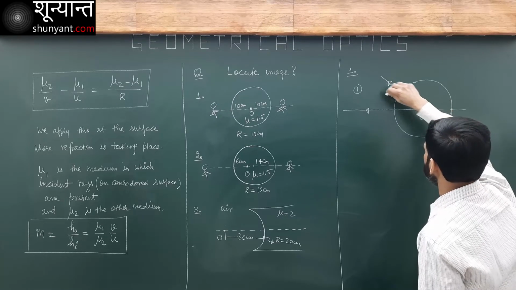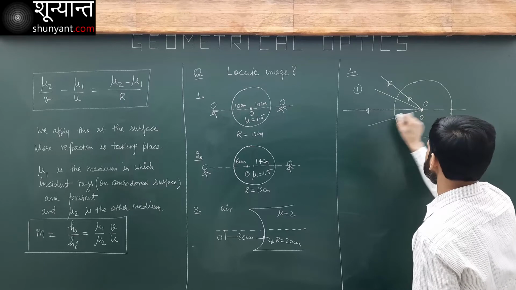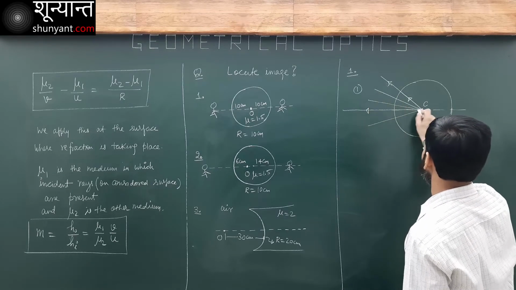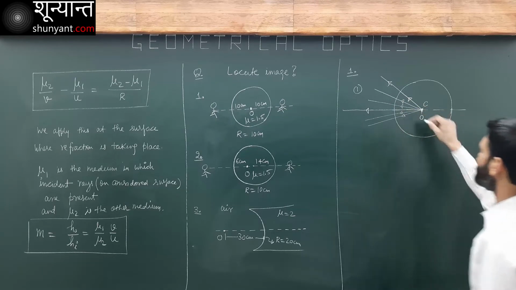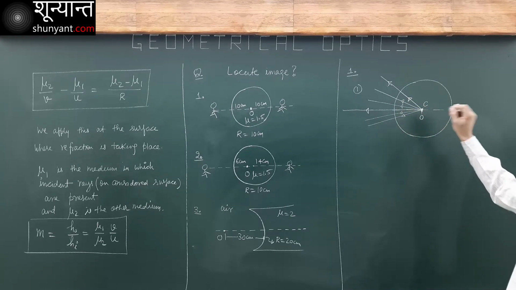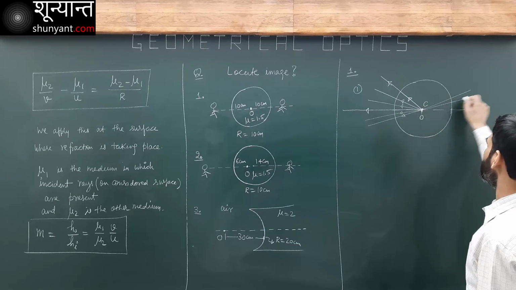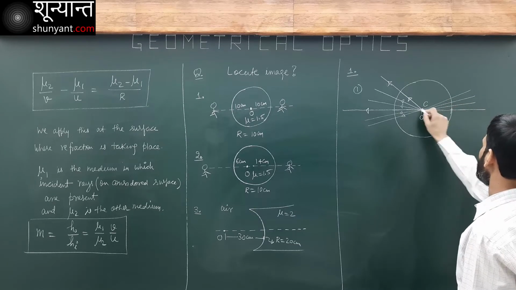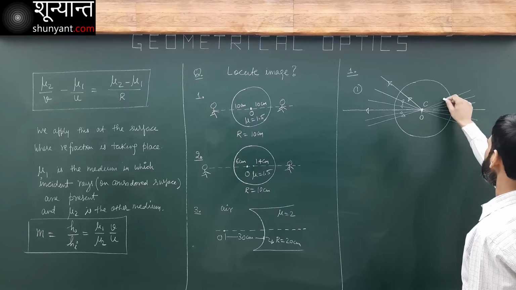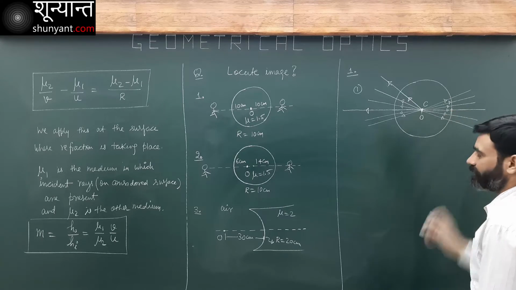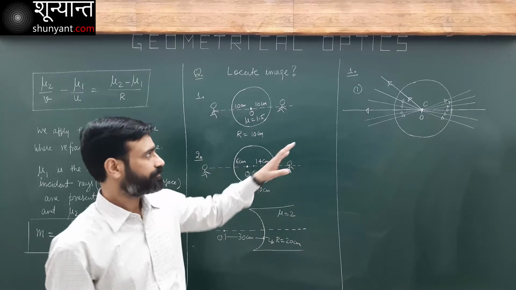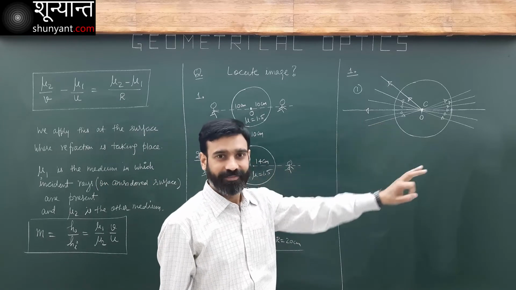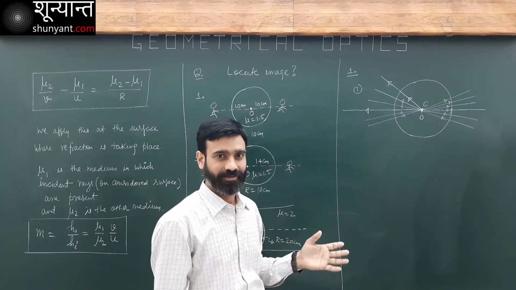Every light ray coming from this object passes through this surface undeviated. Why? Because all the lines are normal. All of them are coming from the center. The object is kept at the center. What does that mean? That means for this observer, the object appears exactly where it is kept. There will be no shift. The apparent depth will be equal to the actual depth.